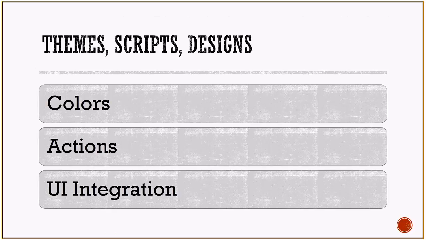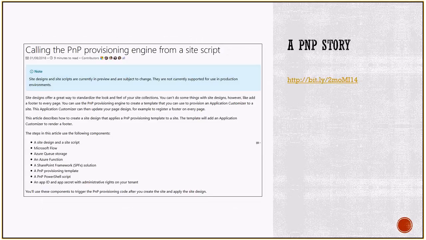And then we're going to talk about some modern site customizations. The idea here is we have themes, scripts, and designs, kind of in that order. There's variation there. But what are themes, scripts, and designs? The way that I think about it in my head is themes are your colors, scripts are your actions, and then your design implements it in the UI. It gives you a UI interface, an integration point. So we'll see some of that tonight.